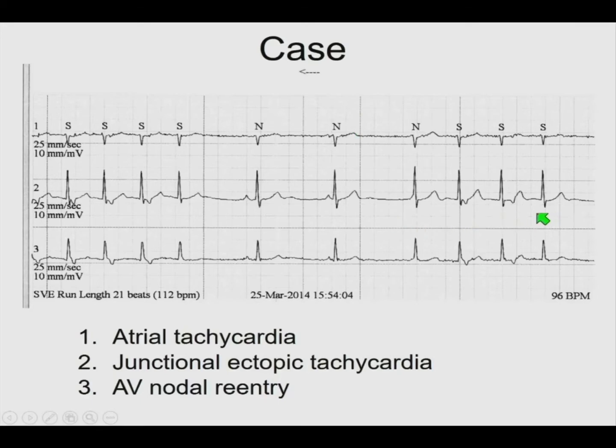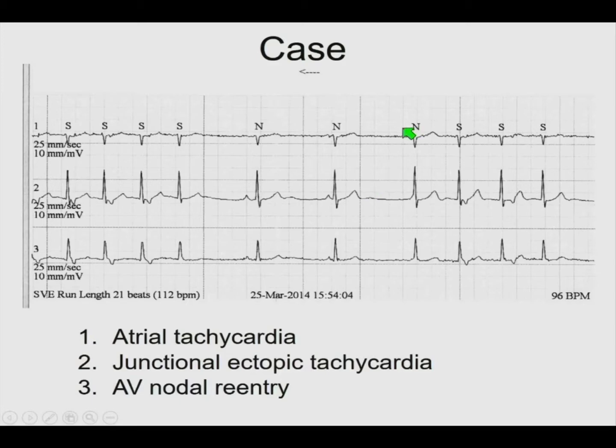So is this an atrial tachycardia? Do we have an audience response for this? We may not. I just have them for the workshops. That's okay. It's the only question I really have in this talk. Is this an atrial tachycardia? Is this a junctional ectopic tachycardia? Or is this AV nodal reentry?